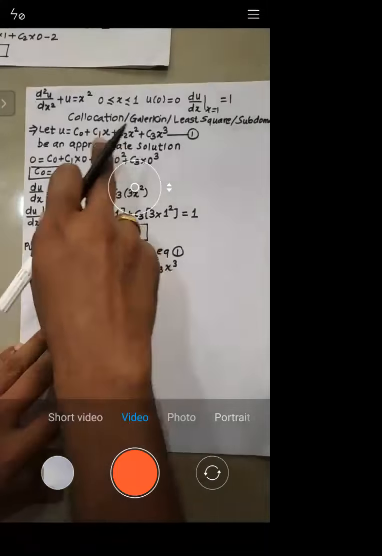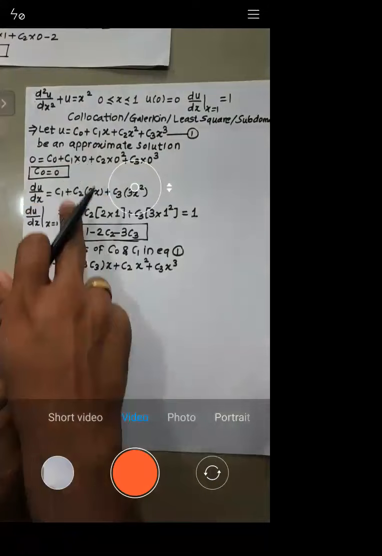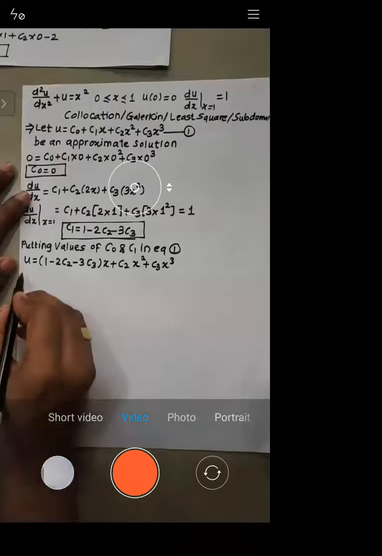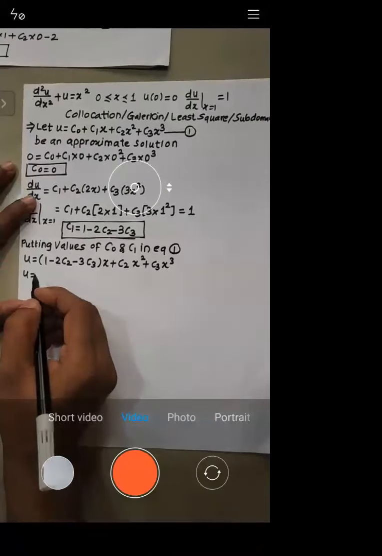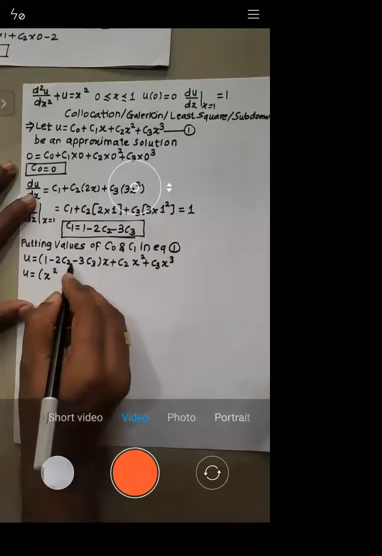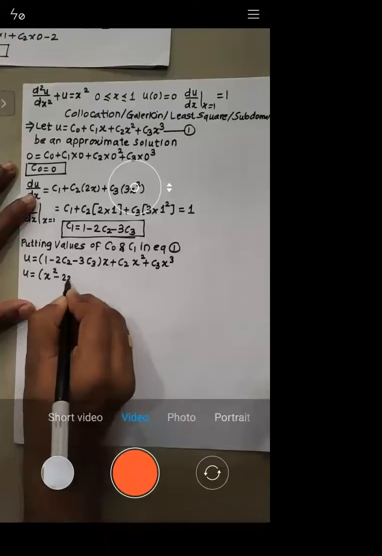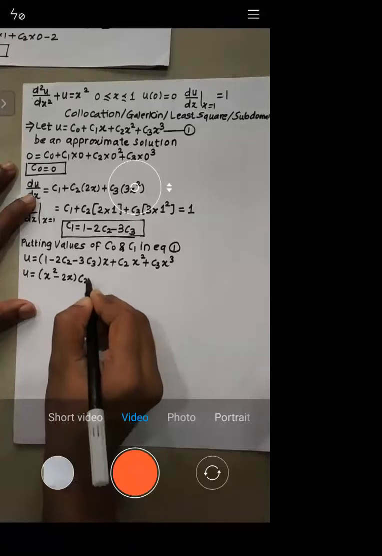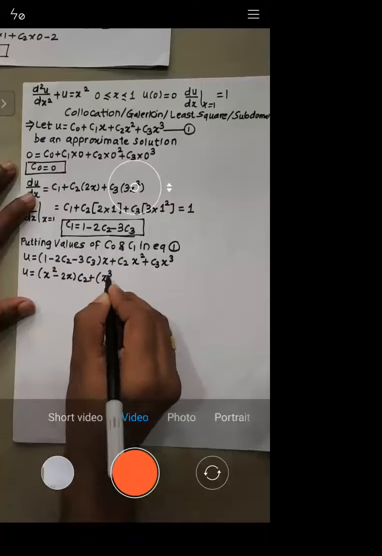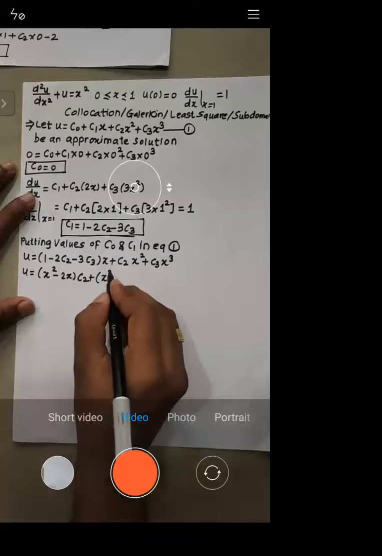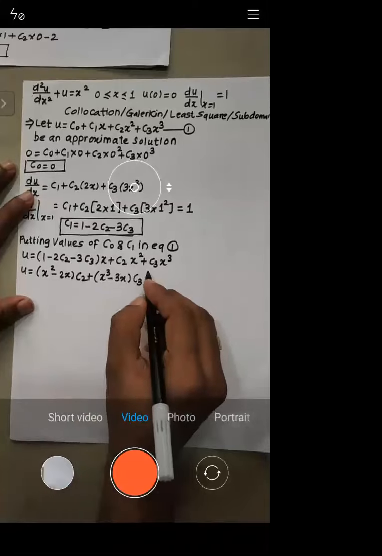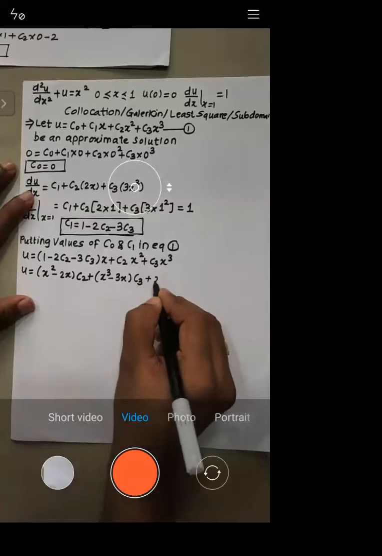See, if you look at this equation, there are 4 constants. By imposing the boundary conditions, we have reduced this equation to 2 constants, right? So what we will do is club the terms having coefficient c2. It is x square minus 2x, times c2, plus x cube minus 3x, times c3, plus x.